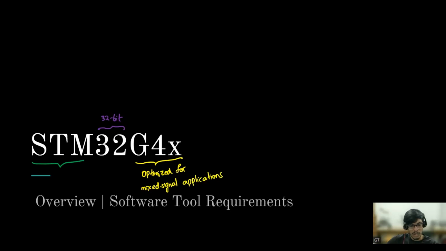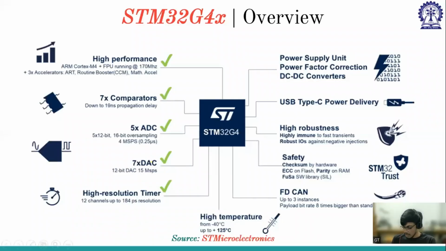Okay. Now we'll go into the overview of this microcontroller. As we can see, it has many specifications or many things that are already coming with this microcontroller itself. The first one is the high performance ARM Cortex MCU with 170 megahertz, which is sufficient for our applications, as the FPGA has 100 megahertz. So this is almost 1.7 times the clock that we have. And they also have 3 accelerators, ART, routine booster, whatever application that they serve.